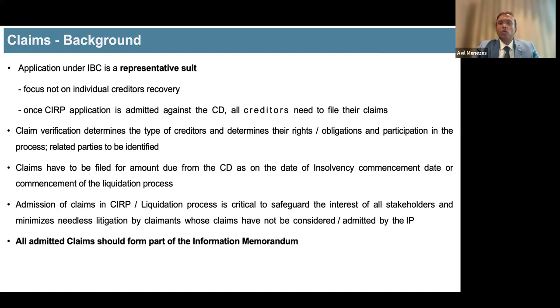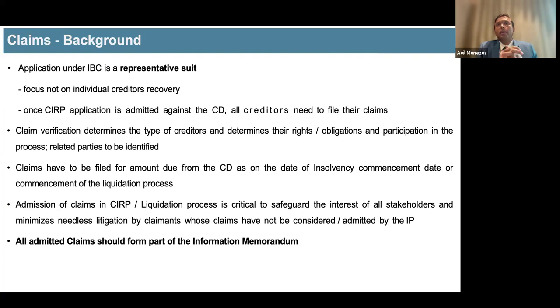Claims generally are to be as on the insolvency commencement date. So all claims have to be filed as on the commencement of the process. Now there would be certain dues which may not be matured, which do not fall due as on the insolvency commencement date. So the definition of claim itself says matured or unmatured. So even if claims are to fall due on a day after the insolvency commencement date, then also it will form as a claim.